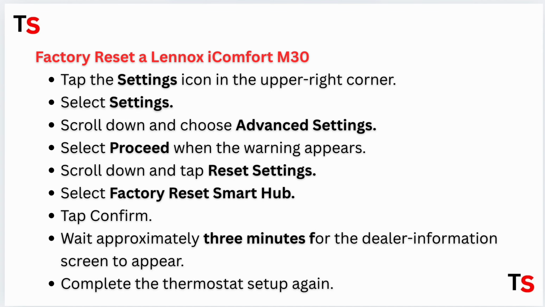For this, tap the settings icon in the upper right corner, select the option of Settings, scroll down and choose Advanced Settings. Then select Proceed when the warning appears. Scroll down and tap the option of Reset Settings and select the Factory Reset Smart Hub. Wait approximately 3 minutes for the dealer information screen to appear.